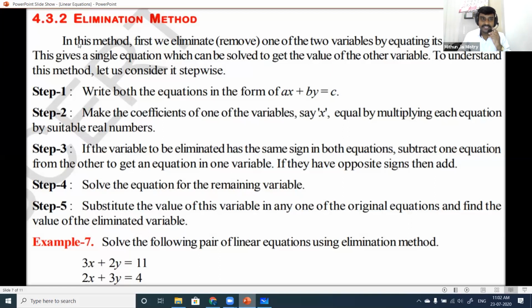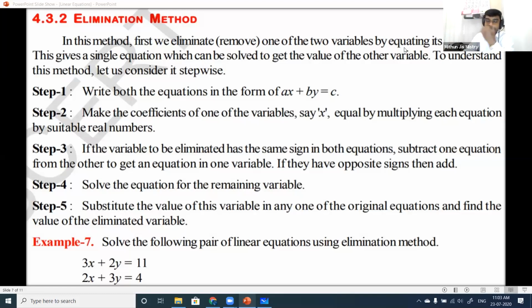Here you can see it's clearly given in this method. First we eliminate. The word meaning synonym is given: eliminate means remove one of the two variables. That is up to you, whom you want to eliminate. In Big Boss also, those who are participating well will stay, and those who are not will be eliminated. So here you have a choice. You can eliminate X first, or you can eliminate Y. It's up to you. The choice is left to you. You are a free bird, right?